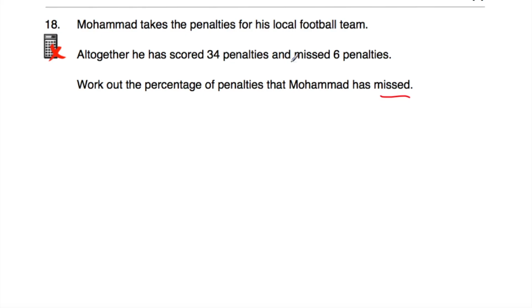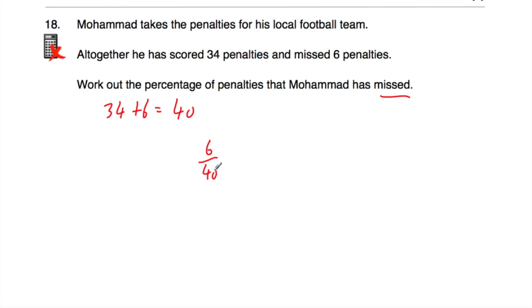Now, the wrong approach to this question would be to say, well, he missed 6 out of 34. Because he didn't take 34 penalties. He scored 34 and missed 6. So if we do 34 plus 6, that means altogether Mohammed has taken 40 penalties. And it says what percentage of the penalties has he missed? So he's missed 6 out of the 40. So let's write that as a fraction, 6/40. He's missed 6/40 of the penalties.